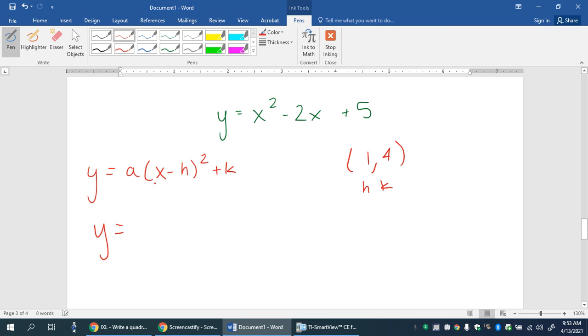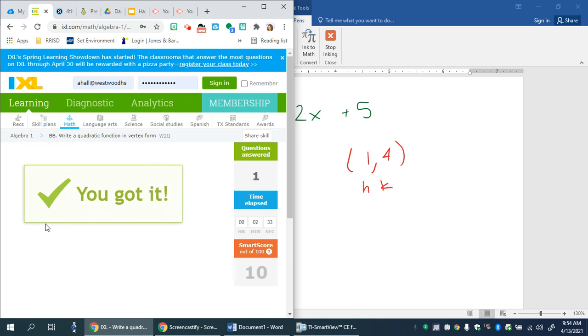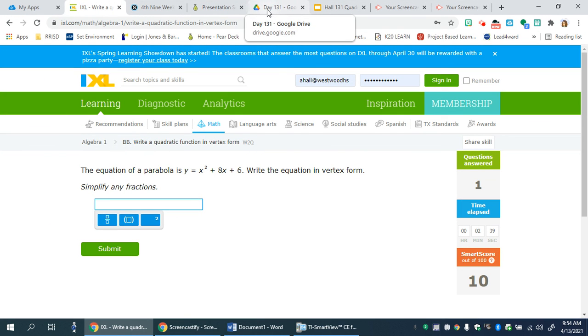So I now have y equals, my a value is 1, so I don't actually need to put that, but I'll put it there for now. X minus h, which is 1, squared plus 4. And then to simplify it, y equals, I don't need that 1 like I said. So it would be y equals parentheses x minus 1 squared plus 4. Ta-da. And then just make sure that you're getting to a 50.